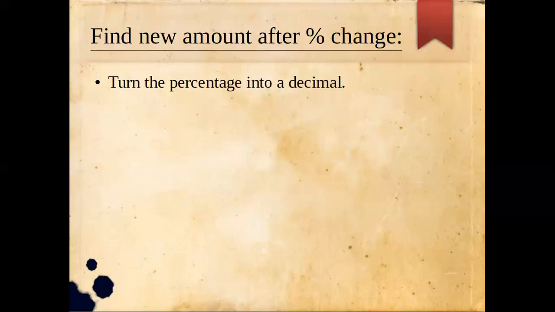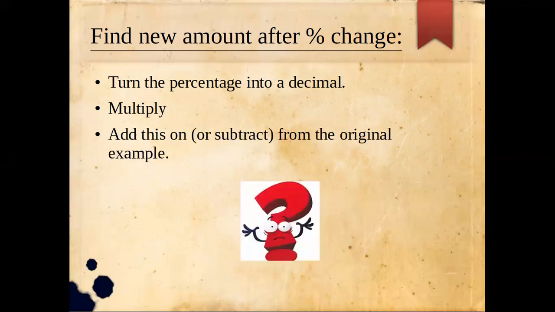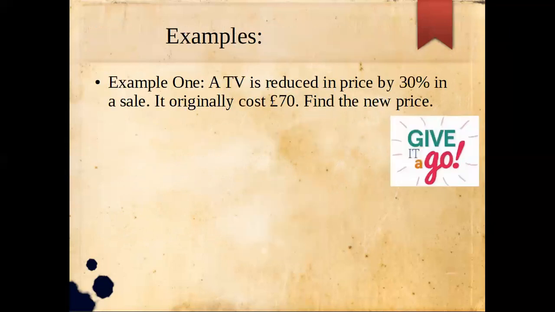So the final question. Find a new amount after a percentage change. This is probably the hardest out of the ones we've been doing so far. Step 1 is to turn the percentage into a decimal. Step 2 is to multiply the original price, if it's a price, with the decimal. And then you add this new value or subtract this new value to the original price. So here's an example to make this clearer.